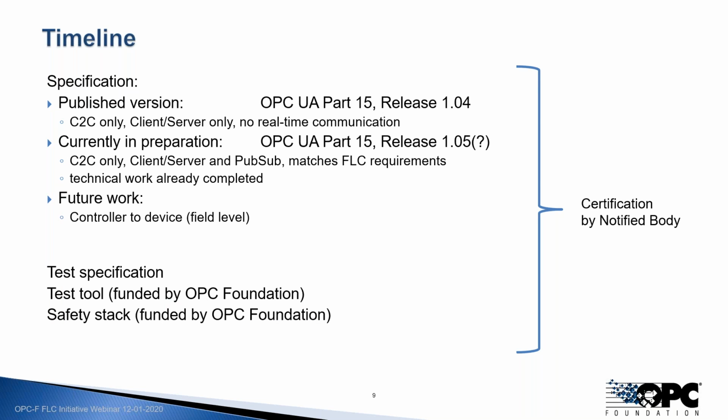Finally, I would like to talk a little bit about the timeline. We have now published version 1.04 of the specification. It's controller to controller only at the moment, and only client server. So at the moment we are not able to deal with real-time communication, but that will change soon. We are currently preparing the next part. Probably it will be called 1.05, but I'm not 100% sure about this numbering scheme, therefore I put the question mark here.